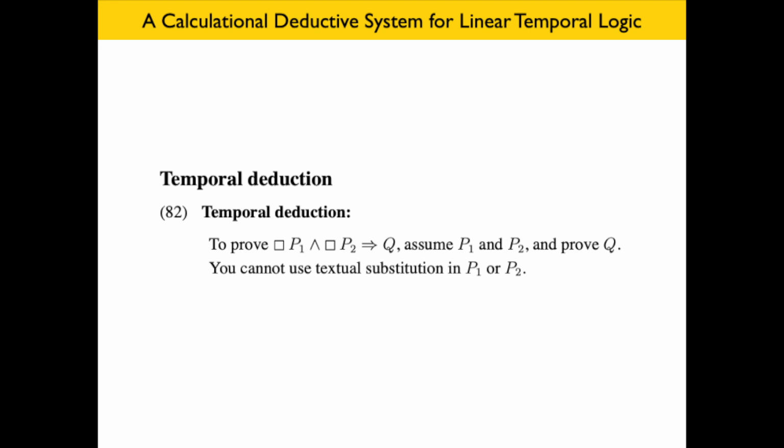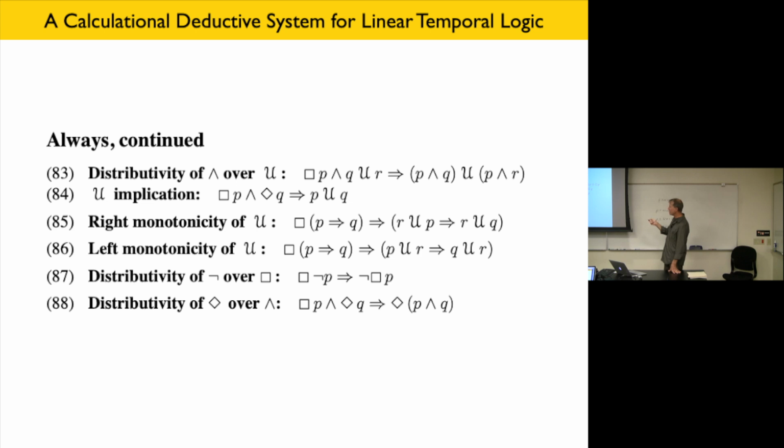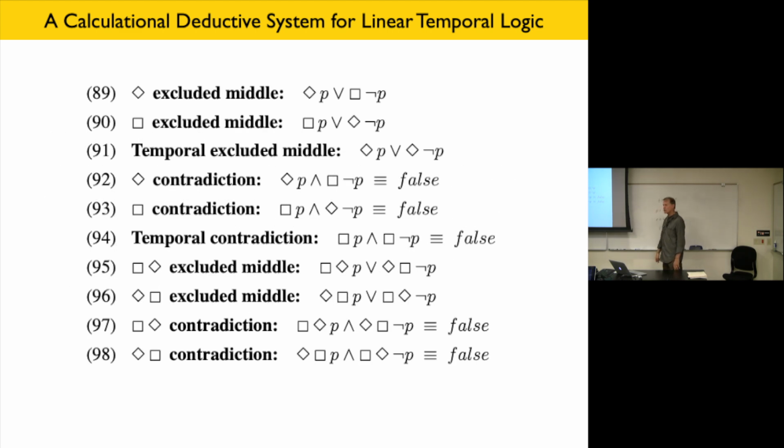And I've seen people make this mistake before in using temporal deduction. At any rate, we will never use this technique in this class, so it's an interesting thing for us to note. And 48 is until implication law. If you have always P and eventually Q, that implies you have P until Q. And actually, it's too bad Ray is not here, because he is the one who came up with 70, 71, and 72. These are new theorems.